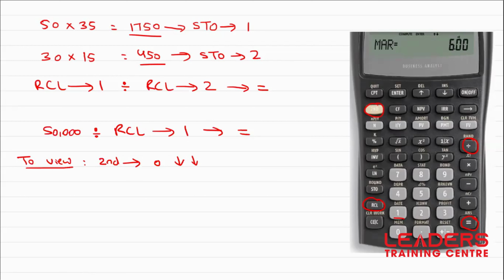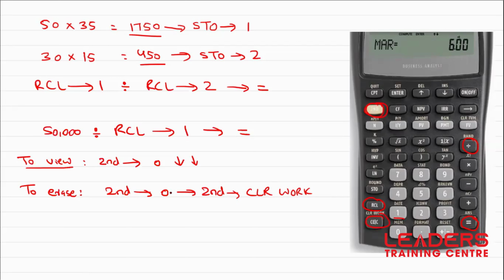What if you want to erase it? To erase and clear it, you should press again second 0. Always you need to press second and 0, so you need to be in the memory to erase the memory. So press second and 0 to enter the memory, and then after that press second and clear work, which is right here, second and clear work.